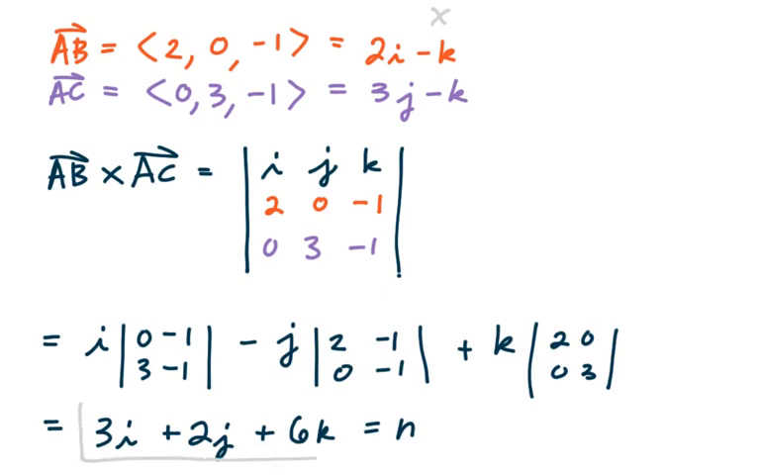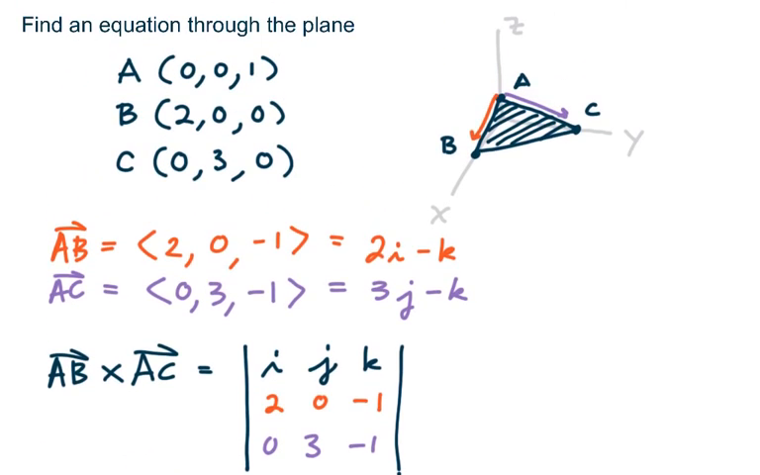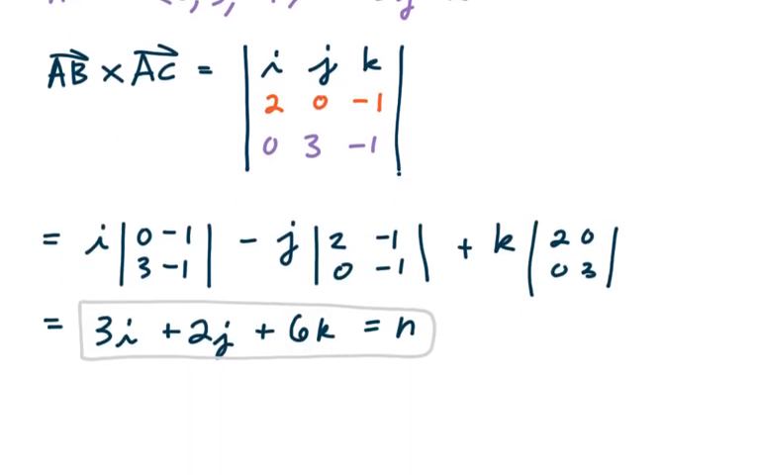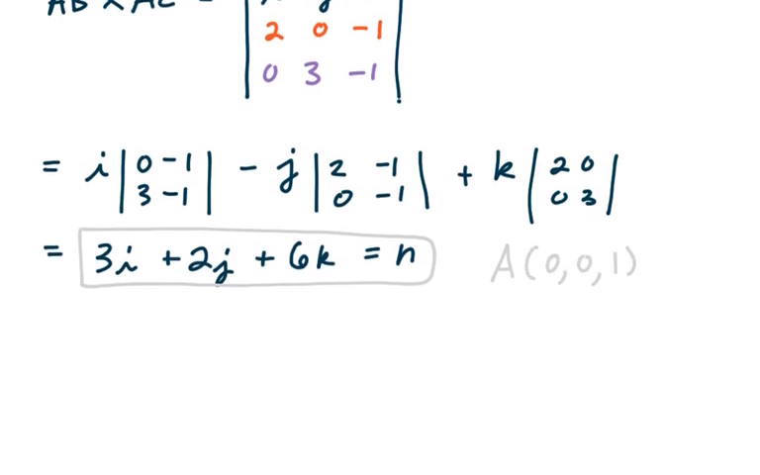So at this point, we're going to take this n, and we're going to take a point. And we can use any of the 3 points. We just pick one, the simplest one, it doesn't matter which. And then we're going to write our component equation for the plane. So I'm going to use the point A, which is 0, 0, 1. So I'll write that down here.